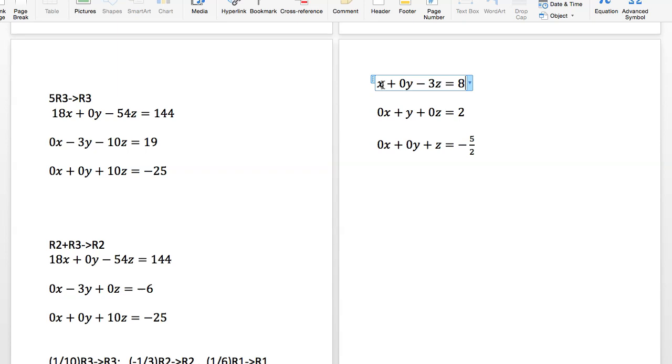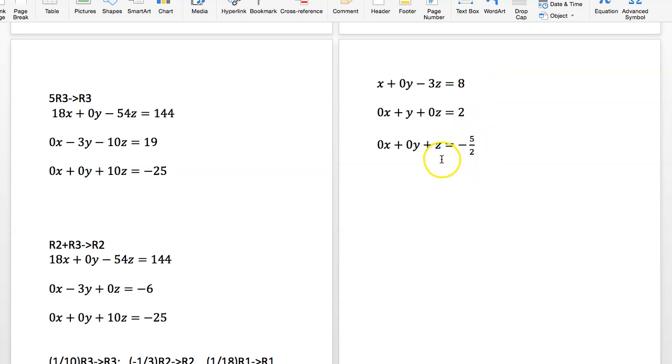18 times 8 is 144. Okay, yeah, it is. So there's that. All right. So we cleaned house. We could have done a whole lot better. Divide row 1 by 1/18, that would have done the trick. 18 times 8 is 144.